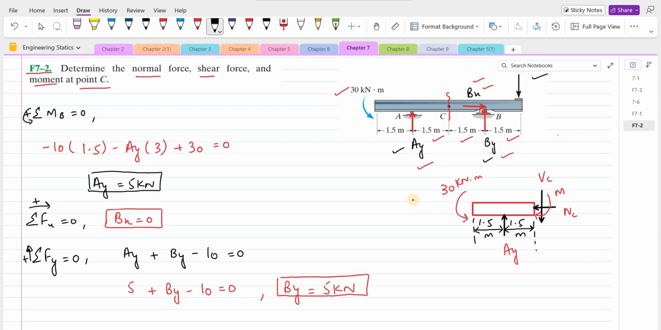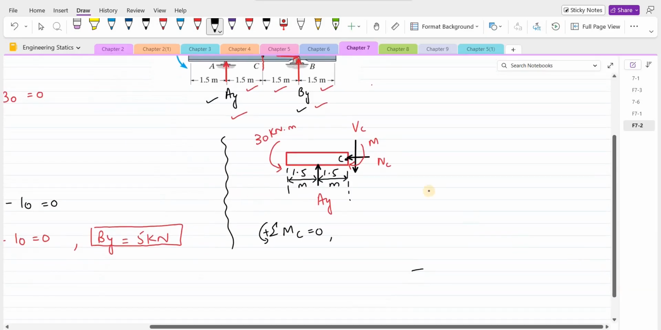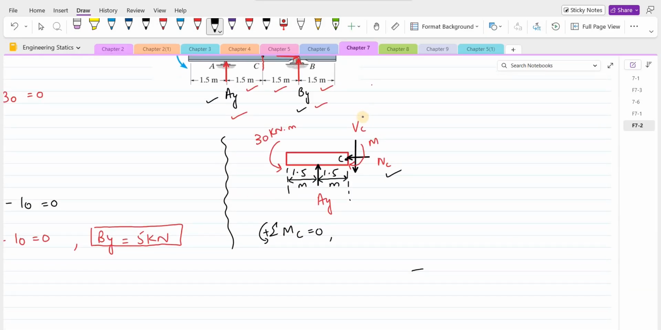Now we can apply our equations of equilibrium. My first equation is summation of moments at point C equals to 0. I am considering counterclockwise direction as positive. This is the point C. Since Nc force and Vc force are passing through the point C, these two forces do not have any moment with respect to the point C. So Nc and Vc will not produce any moment about the point C.